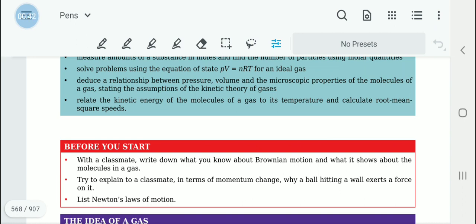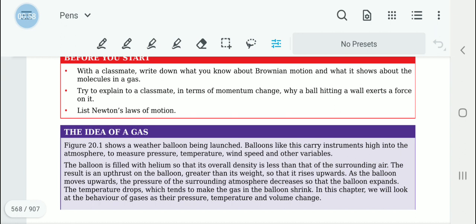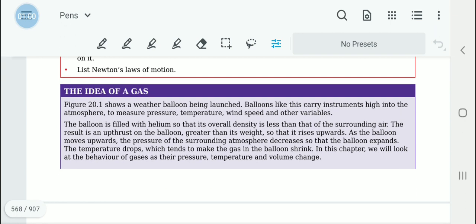Then Newton's laws of motion, you need to be familiar with them, and also how momentum changes is something that you need to be familiar with before you study these things. If you have any doubts, please refer to earlier videos or the textbook and get familiarized with all of those facts, and then come back to the video.